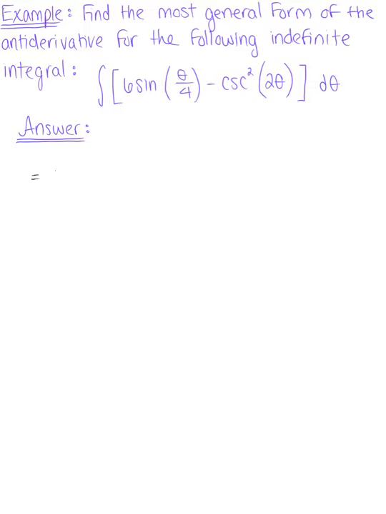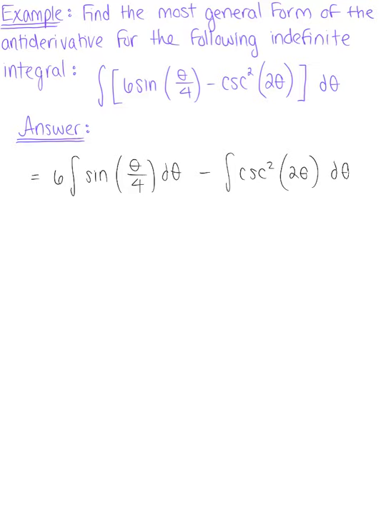So I'm going to rewrite this as 6 multiplied by the integral of sine of theta divided by 4 d theta, minus the integral of cosecant squared of 2 theta d theta. And so now we can see the two individual antiderivatives that we're going to need.